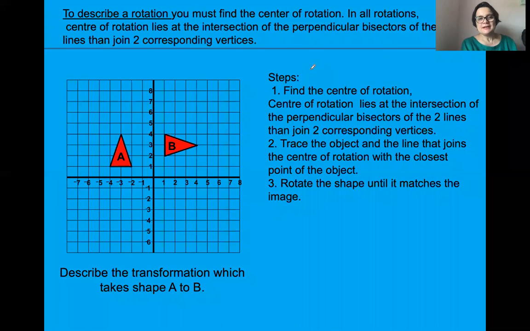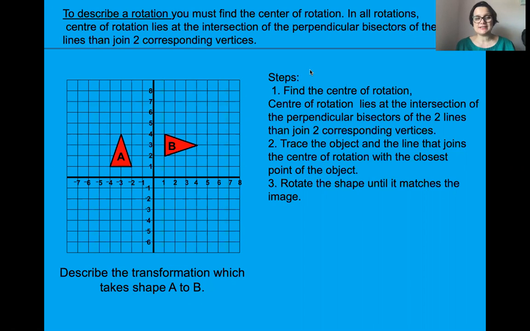Hello, everyone. Today we are going to learn how to describe a transformation. Because in your test, you might have questions where you are given the object and you are asked to rotate the shape clockwise or anti-clockwise around the point. But it could be that you are given both, the object and the image, and you are asked to find the rule of rotation. So whether it is clockwise or anti-clockwise and how many degrees. So this is what we're going to look at today.